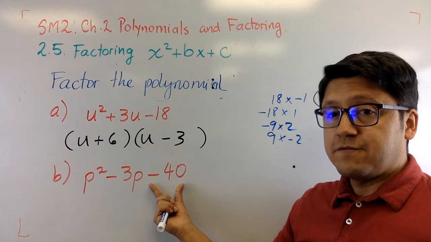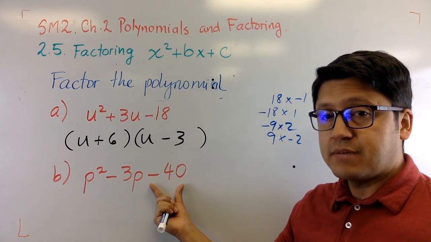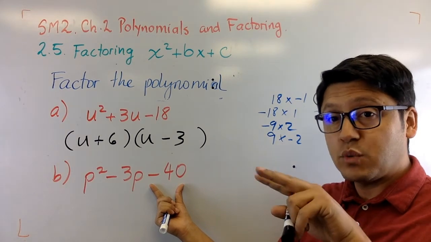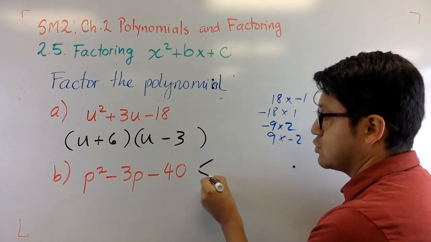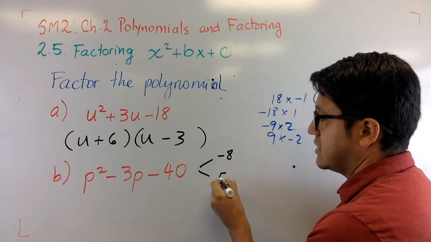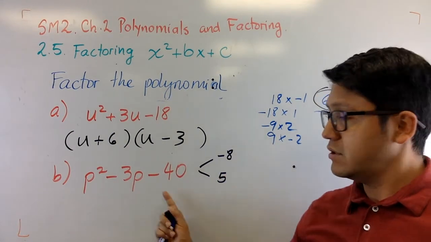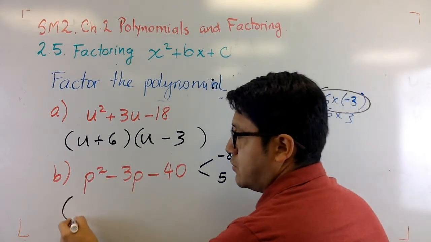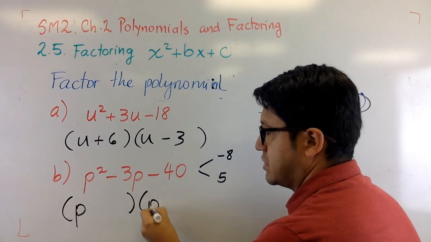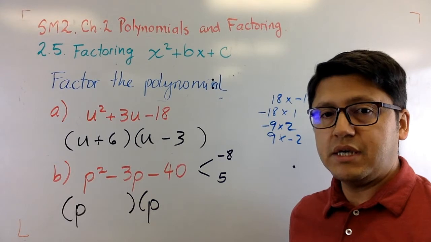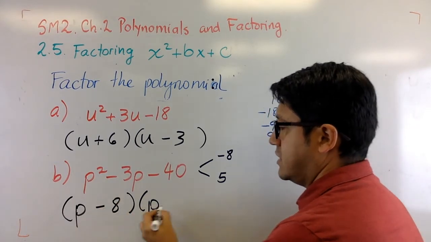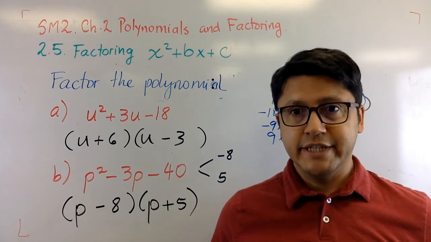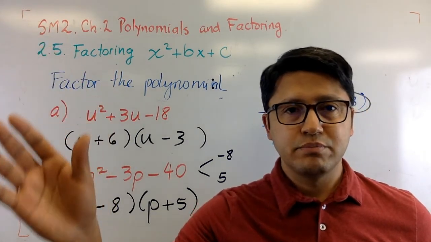The product of negative 40 can be 8 times negative 5. But 8 plus negative 5 gives a 3, so we have to switch. So the numbers we have are negative 8 and 5. When multiplied, you get negative 40. When added, you get a negative 3. So let's distribute the P and the P. Negative 8, positive 5, and we're done. Easy, right? Let's go to 2.6.